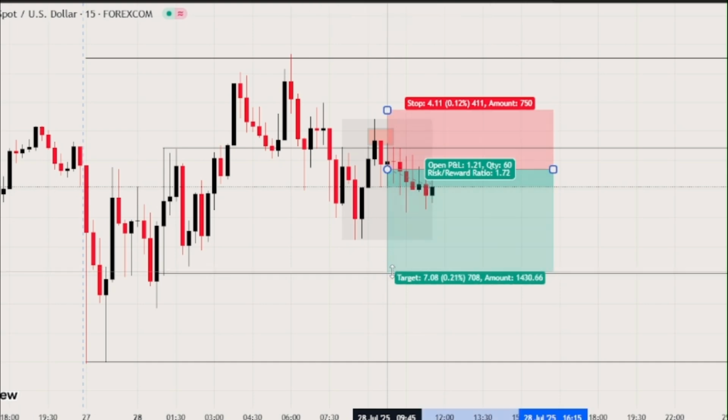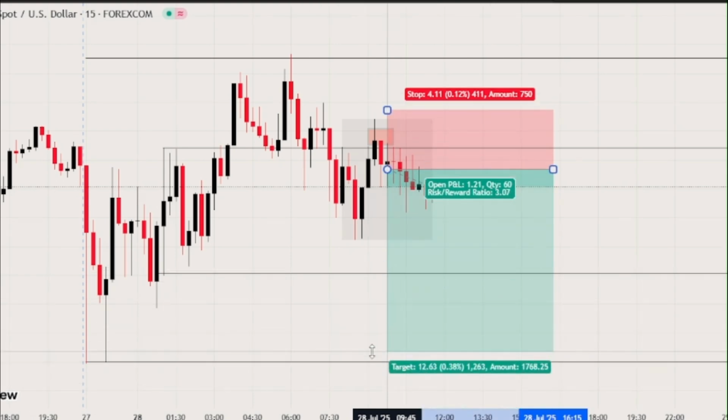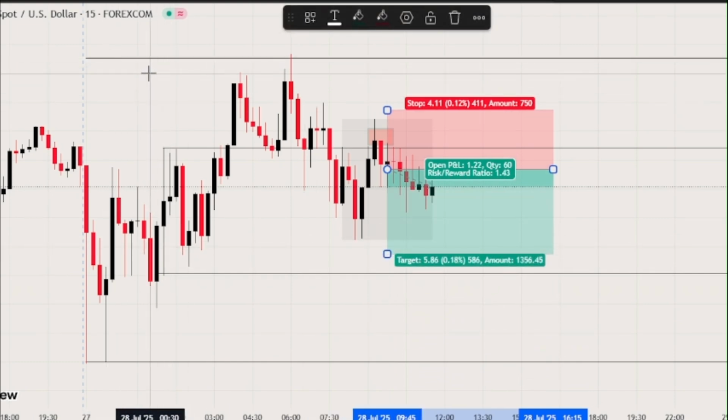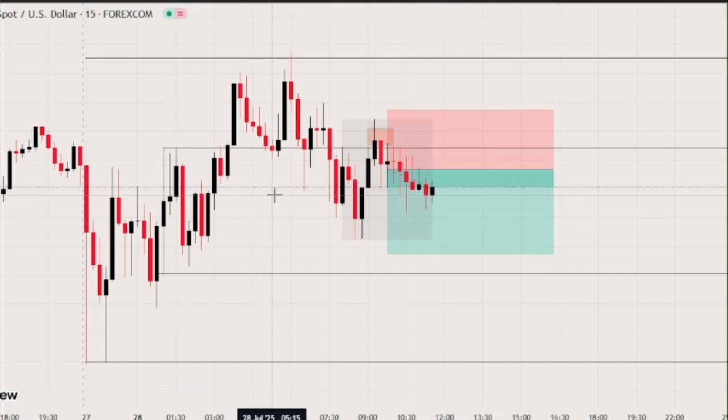So TP1 is here, TP2 is obviously around this place, okay? So I will explain everything, how I came by with these lines, this up, down, these lines right here. But I just want to let this trade play out, and we continue the video, guys.